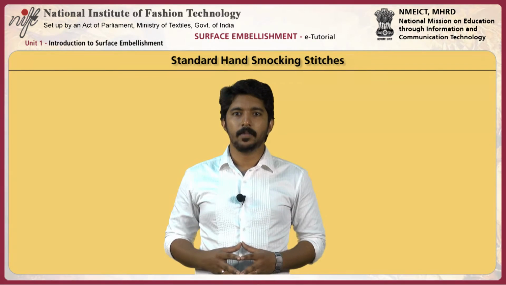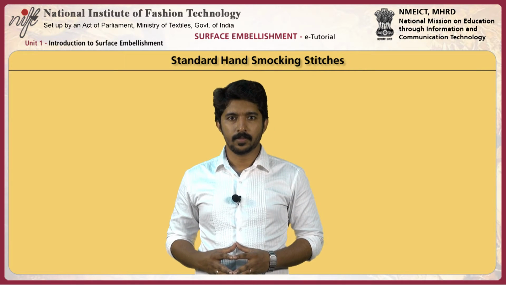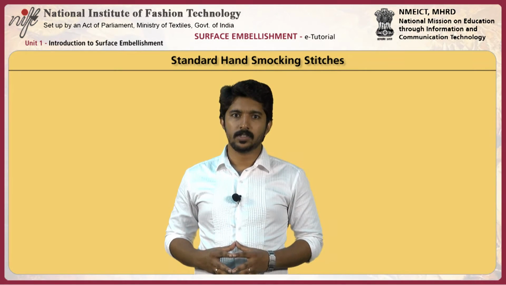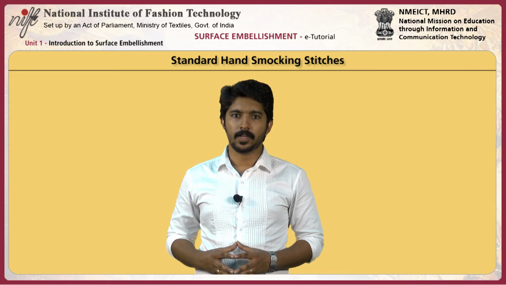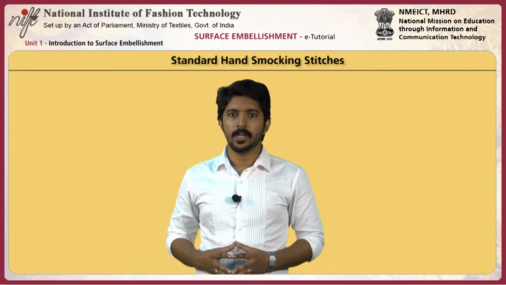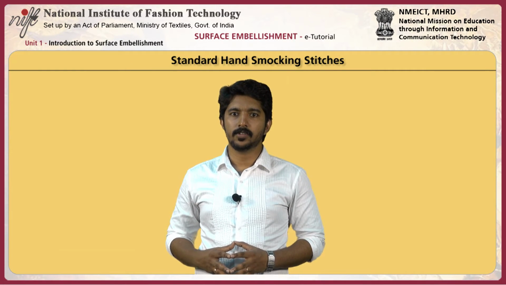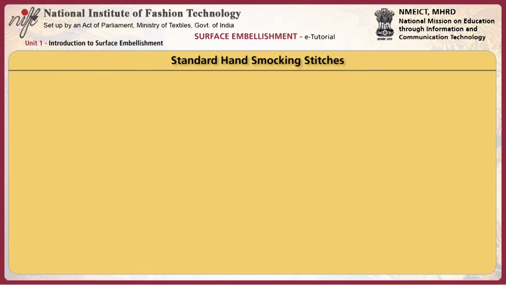Smocking may be done in many sophisticated patterns. Standard hand smocking stitches are cable stitch, stem stitch, outline stitch, cable florette, wave stitch, honeycomb stitch, surface honeycomb stitch, trellis stitch, Van Dyke stitch, bullion stitch and smoker's knot.